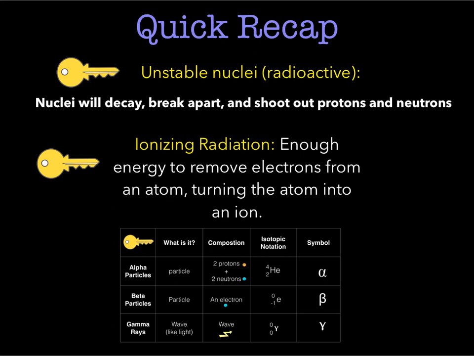So, a quick recap of things that we talked about in this video. We talked about unstable nuclei, what they are. We talked about what ionizing radiation is, and this chart right here is very, very helpful and contains a lot of information that you will need for previous material in this class.